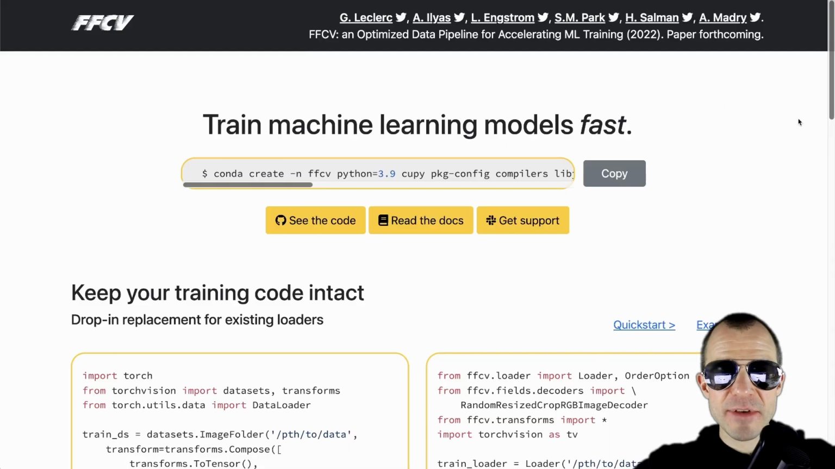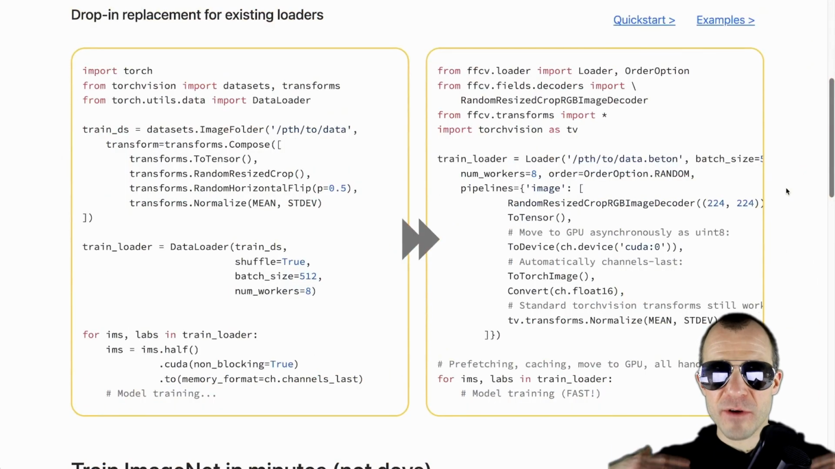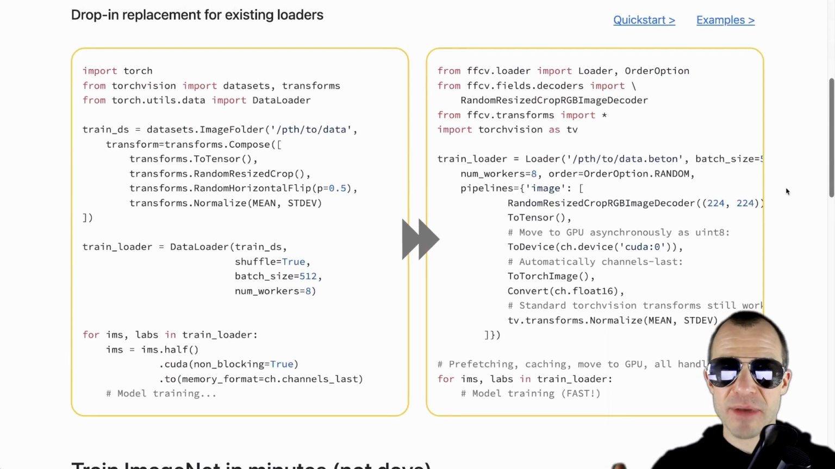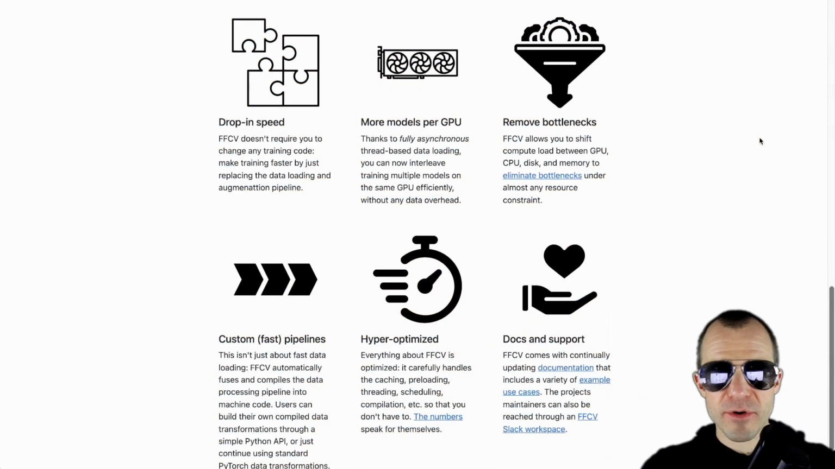Thank you. FFCV is a library by the lab of Alexander Madry that makes training machine learning models fast. If there's ever a buzzwordy title that says nothing, it's "train machine learning models fast." So they provide a set of drop-in replacements, for example for data loaders, that will speed up common use cases of training neural networks. They claim their code is hyper-optimized, removes bottlenecks, and is pipelined and parallel and all of that. So if speed is an issue for you, maybe give this a try.